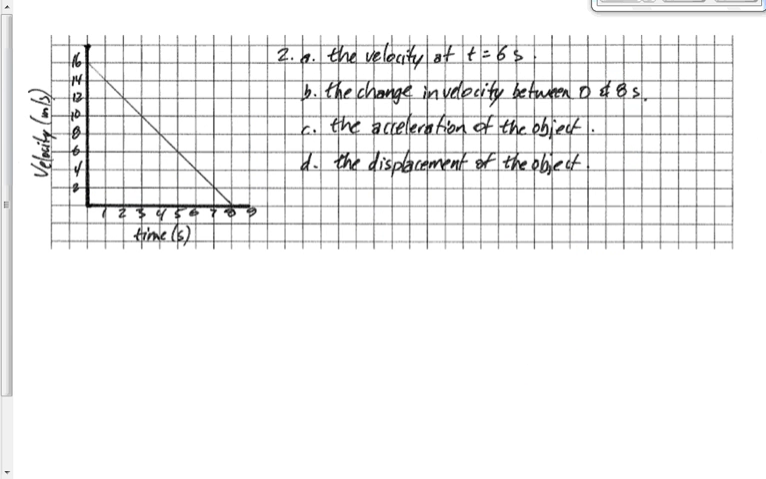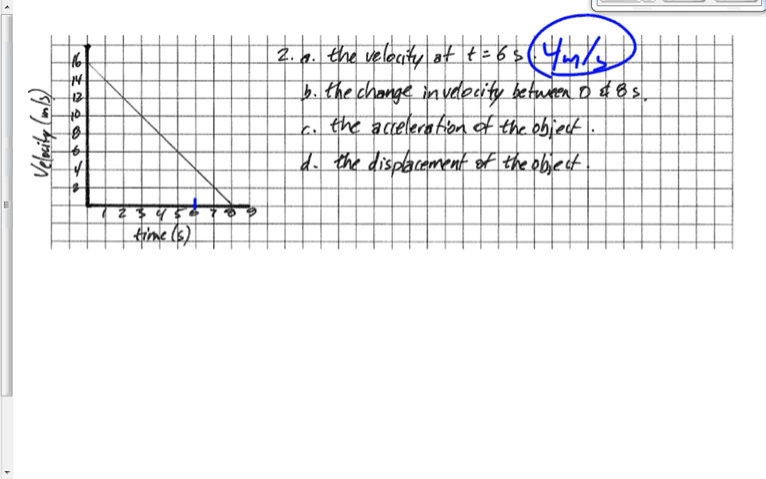I know this one gave people a little bit of trouble with the negatives here, okay? So let's make sure that we're good with this. The velocity at 6 seconds, easy, right? Up and over 4 meters per second. The change in velocity between 0 and 8. This one's a bit tougher.